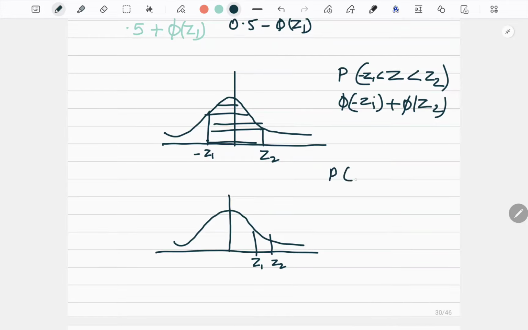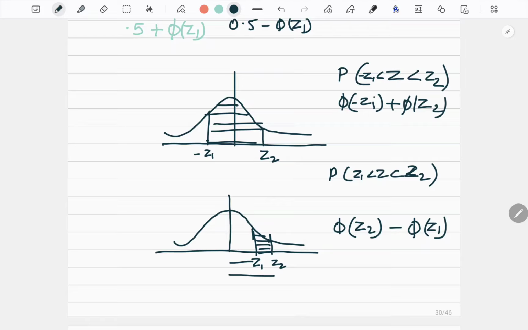Same way, suppose I ask you this. Find the probability for z between z1 and z2. Which area am I talking about? I am talking about this area. So how will you get this area? This portion minus this portion. So phi of z2 minus phi of z1. So this will give you the table. I will prepare a separate video in which I will tell you how to use the calculator to find this.